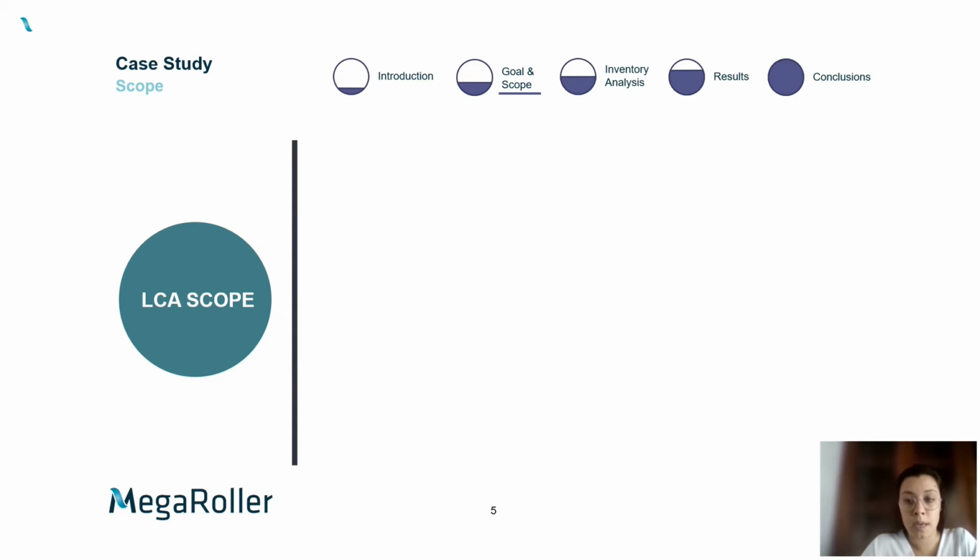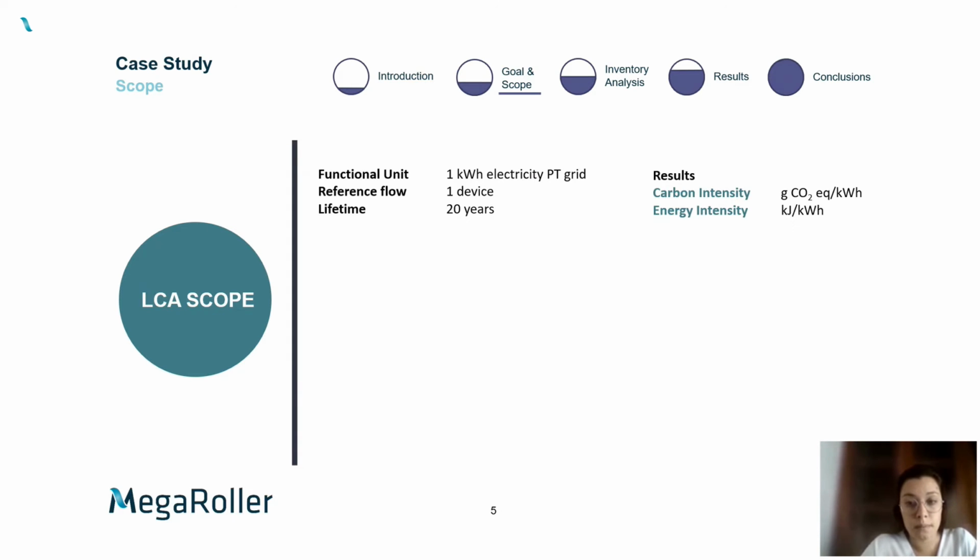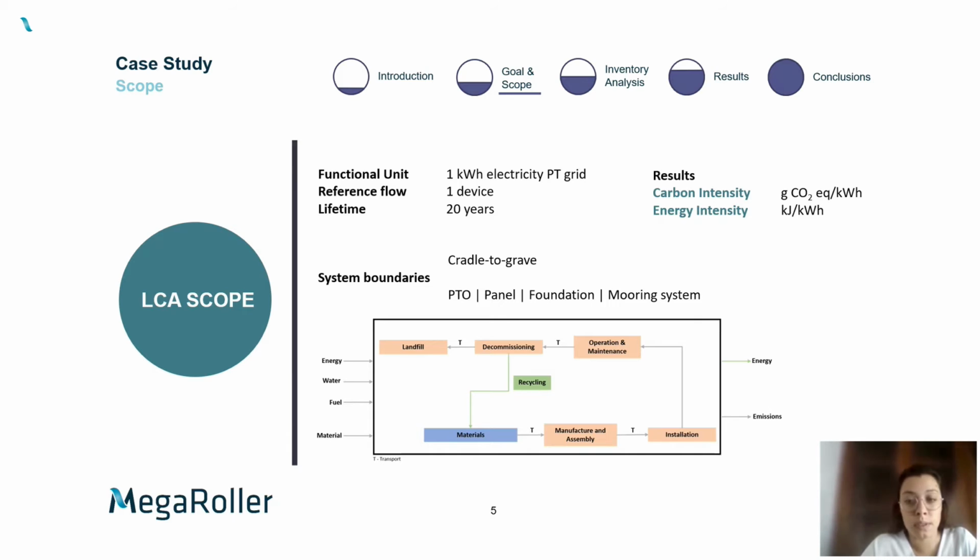Regarding the scope of this analysis, there are a few aspects that need to be highlighted. The functional unit that we've used was 1 kilowatt hour of electricity delivered to the Portuguese grid by one single device, with a lifetime of 20 years. The main results were for carbon and energy intensity, and we assumed a cradle-to-grave approach, taking into account the 4 main components, which are the PTO, the panel, the foundation, and the mooring system. So these were our system boundaries.